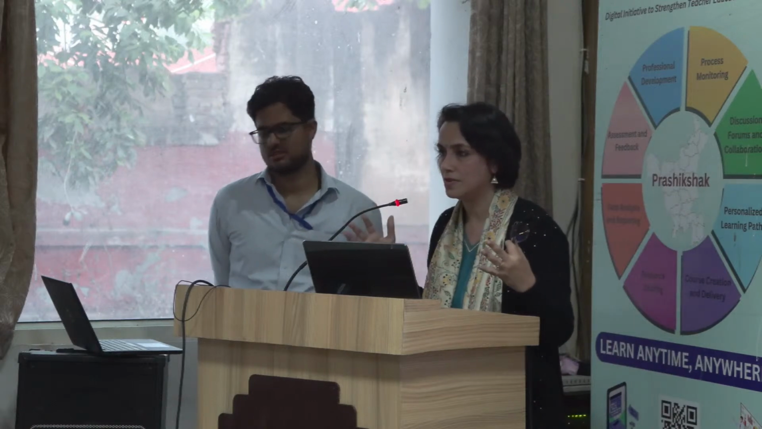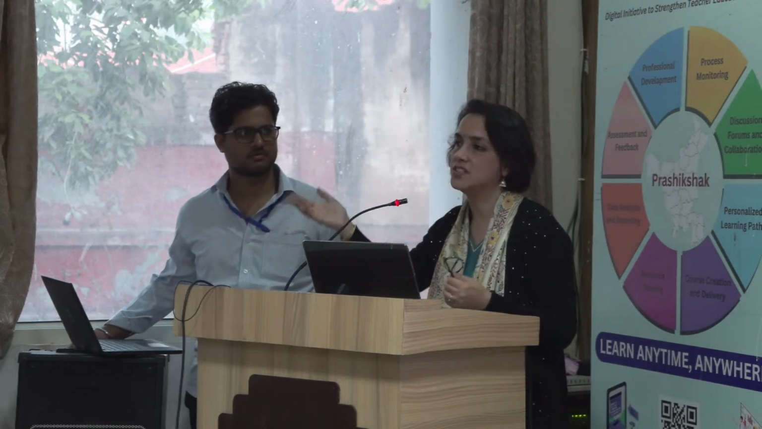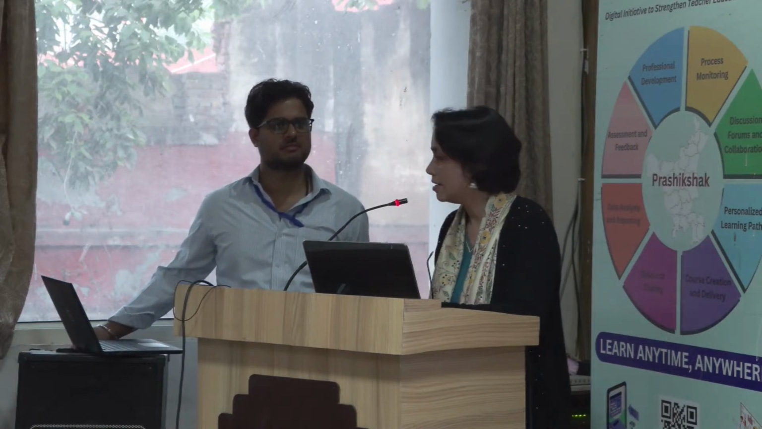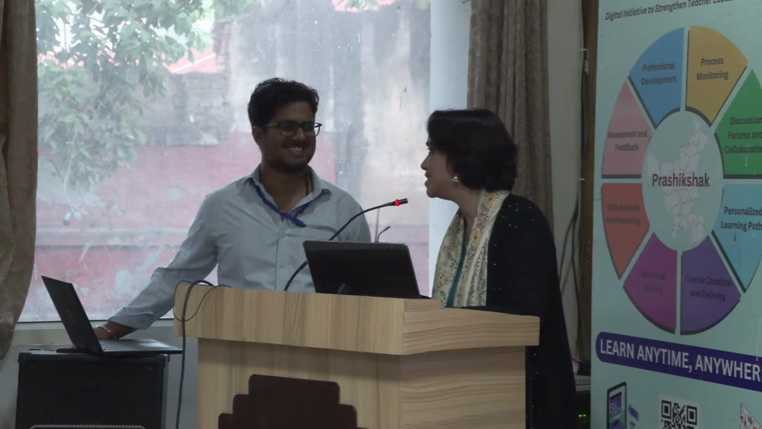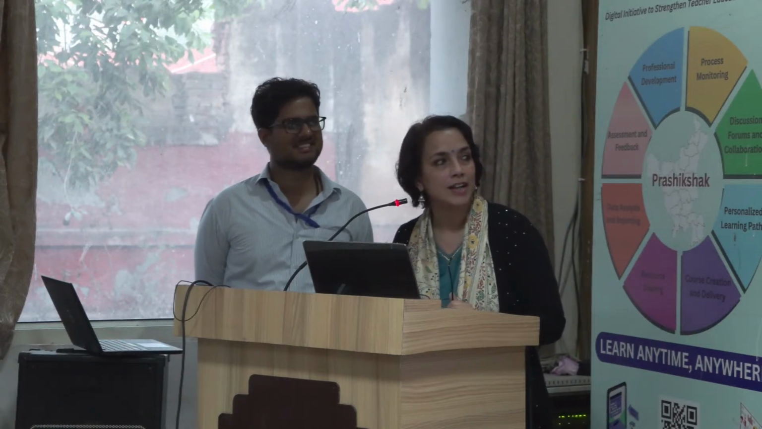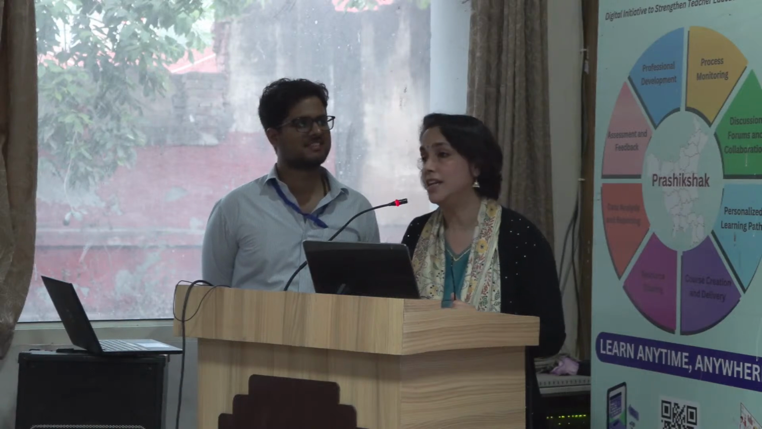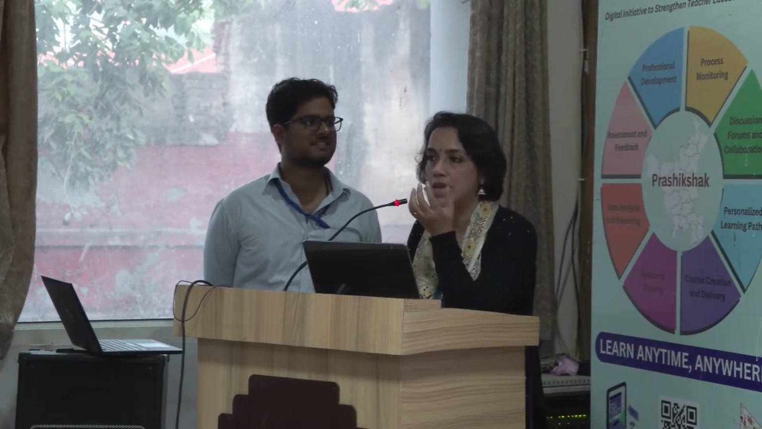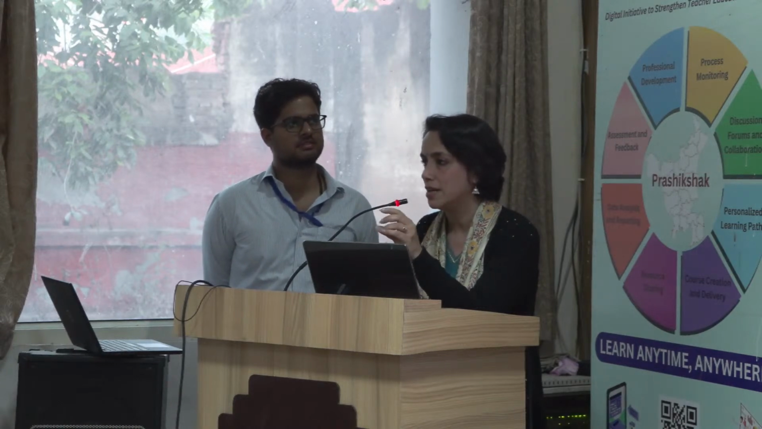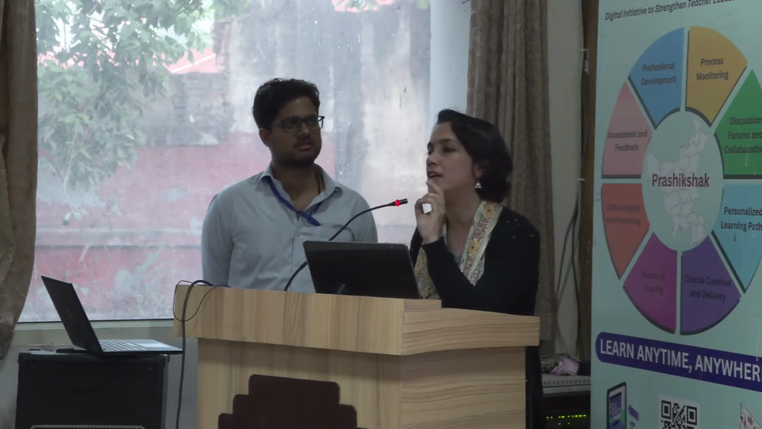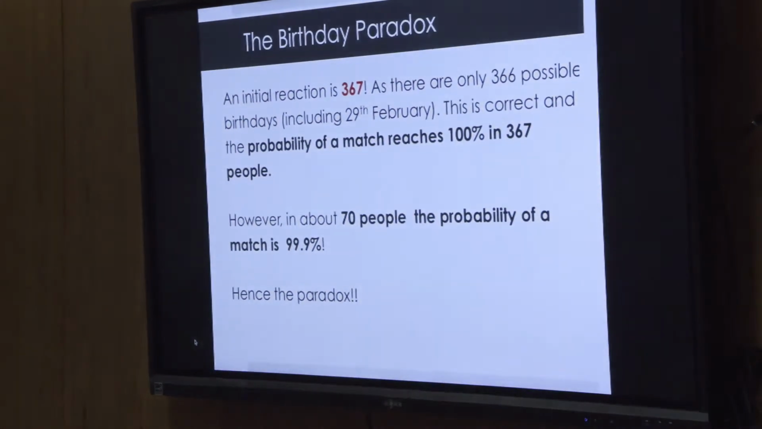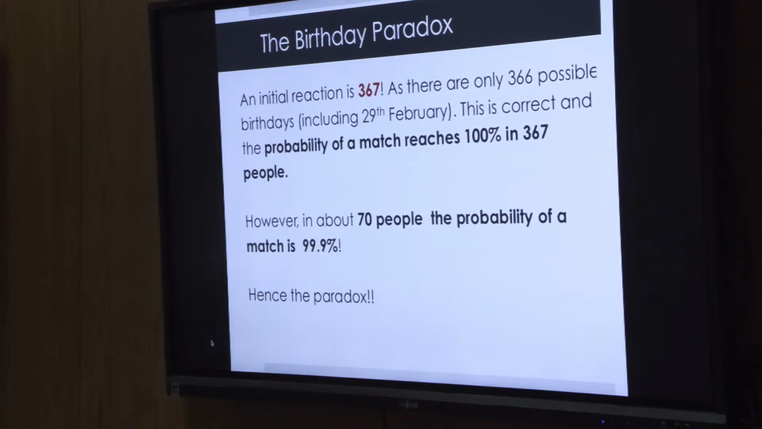And the 366th person obviously will have a match with one of the 365. So 367 in that case, with February 29. Actually, this is the initial reaction. But interestingly, in much smaller group sizes, in group size of 50, 55, even 60, you are sure that you will find two people. We don't need so many of us, and I'm more than sure that there are people in this room who have shared a birthday.